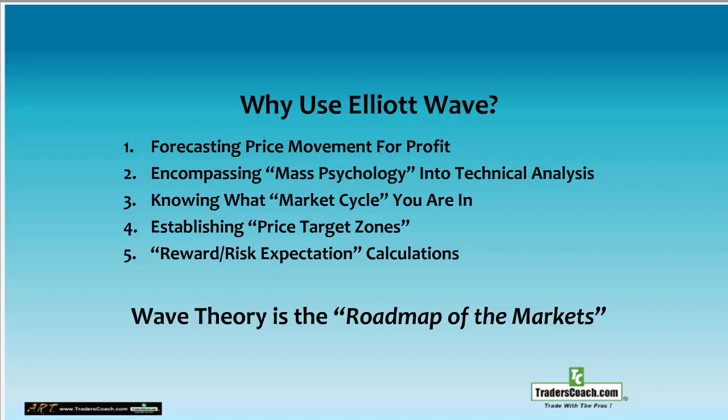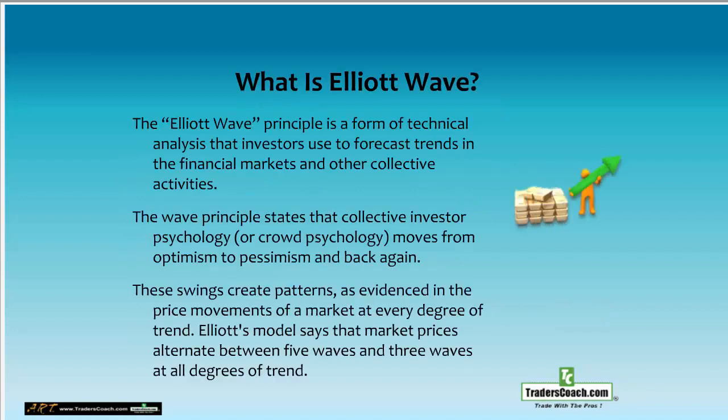So the Elliott wave lends itself for us to identify what market cycle we're currently in and what market cycle should evolve. All right, and from that we can establish price target zones, and we use Fibonacci extensions and retracements for that. And when we have price target zones, we then can, of course, calculate risk and reward expectations. So when we combine all 5 of these elements, we really get what we call a wave theory, which we can use as the roadmap of the markets. And we're going to show you many, many examples of how we do this.